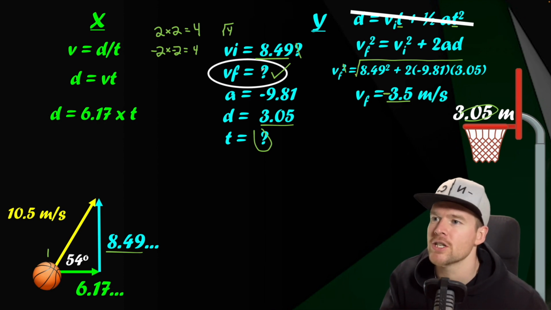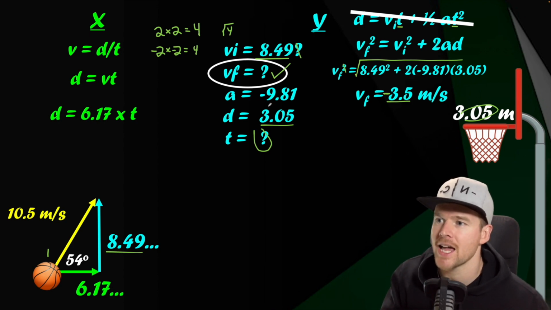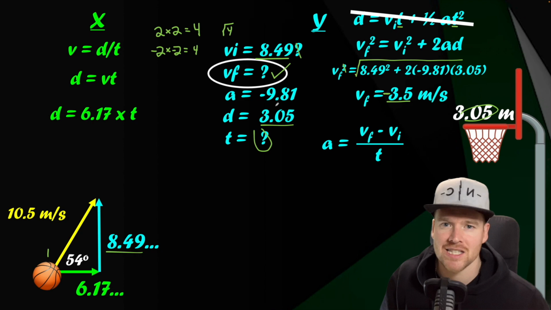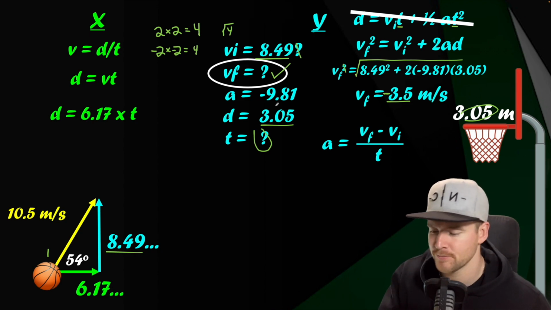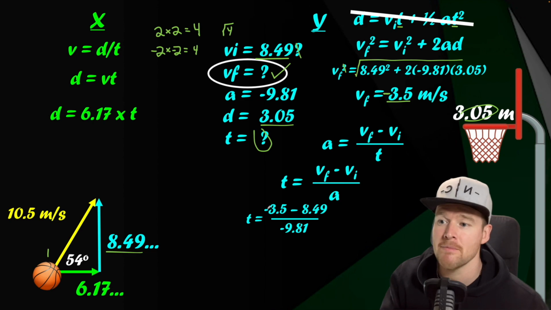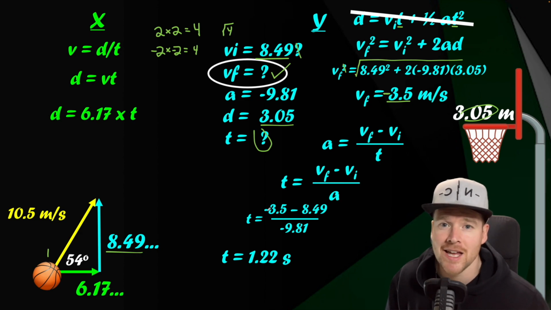Let's look for another equation now. I have VF, VI, A, T, and D. I can use any equation. I think the easiest one is the first one usually on your formula sheet, which is A is VF minus VI over T. So we'll rearrange that, just switch out the A and the T, plug in our values, again making sure to make 3.5 negative, and we get an answer of 1.22 seconds the ball's in the air for.